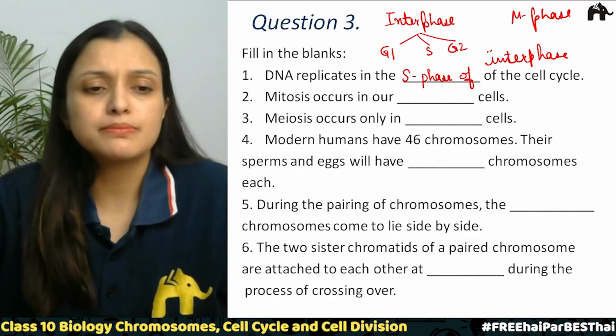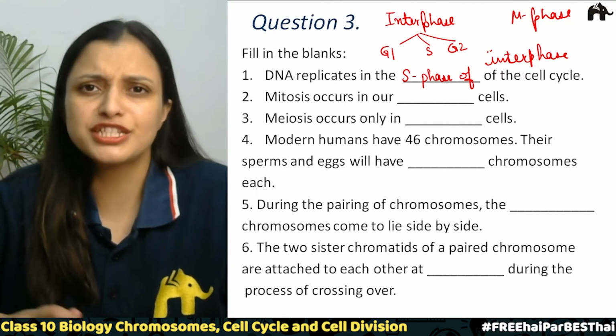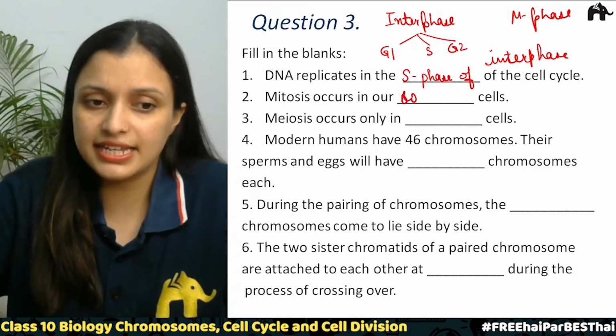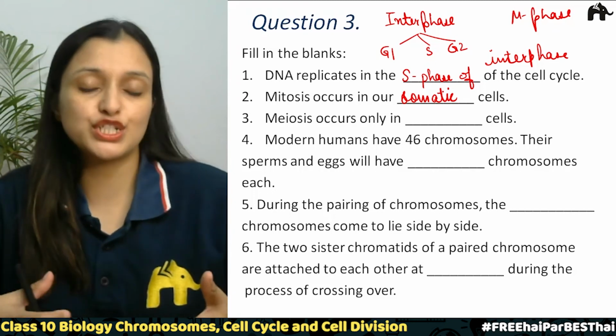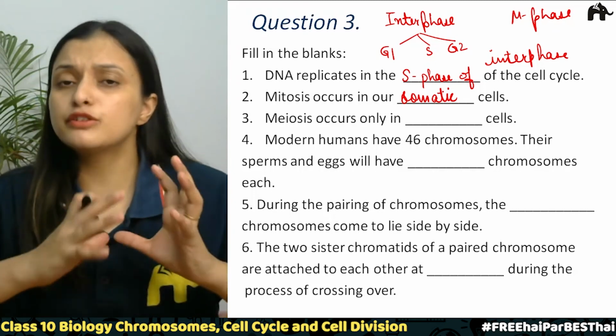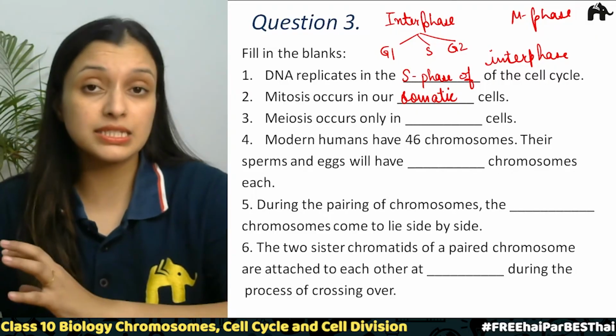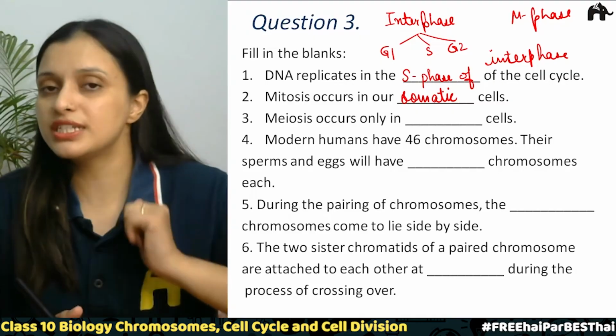Then second is, mitosis occurs in our dash cells. Which cells? Somatic cells, right? Mitosis is a kind of cell division which occurs in somatic cells where the chromosome number remains the same, and that is why mitosis is also called equational division.